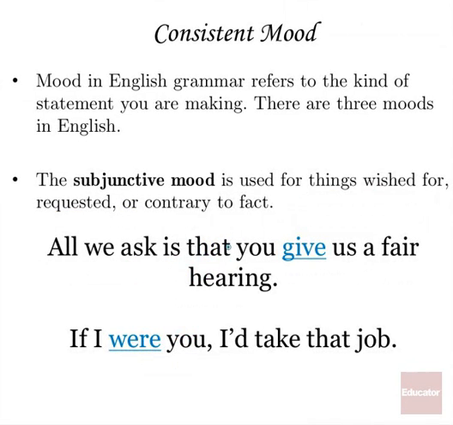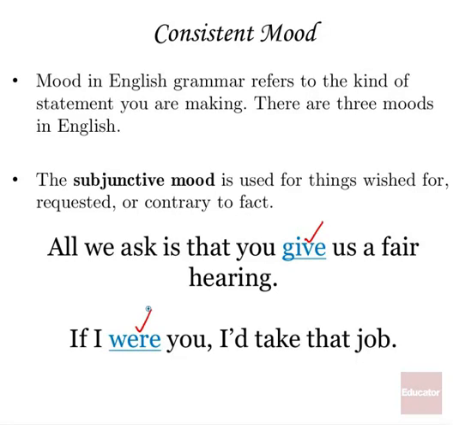Now, the subjunctive mood. This is something that we covered in more detail in our lesson on conditional tenses and the subjunctive mood. But to review briefly, it's used for things wished for, requested, or contrary to fact. All we ask is that you give us a fair hearing. We're asking for that gift. If I were you, I'd take that job. Obviously, I'm not you because you're the one being offered the job. So I'm using the subjunctive mood.